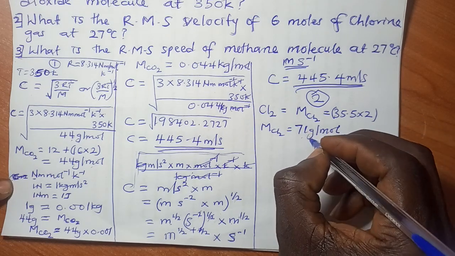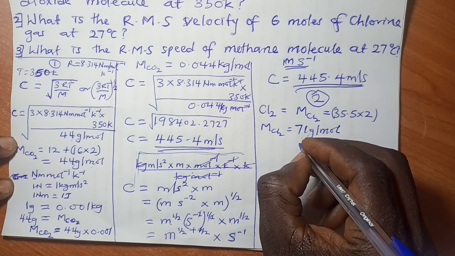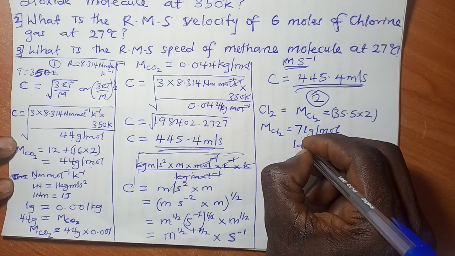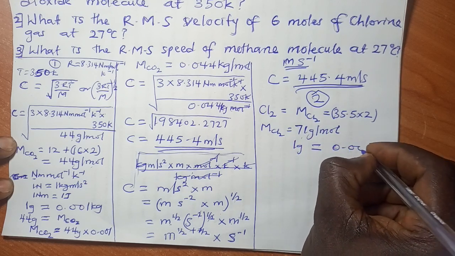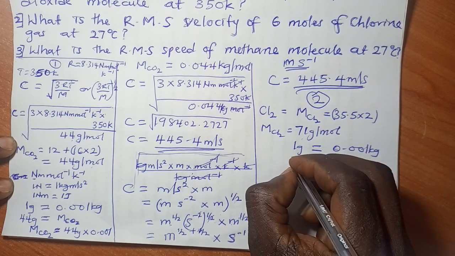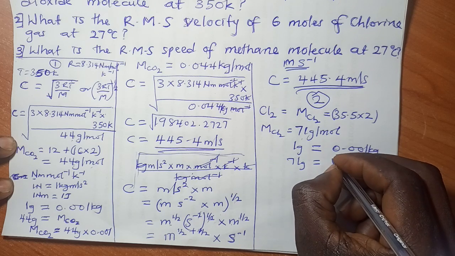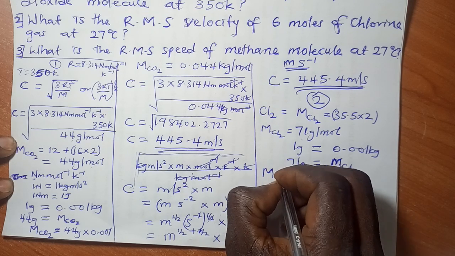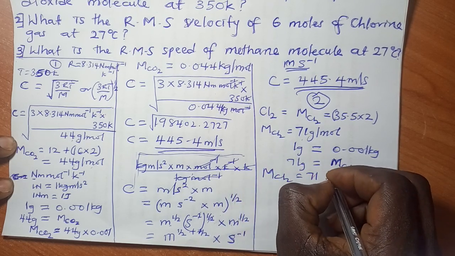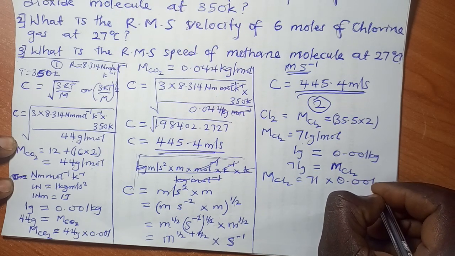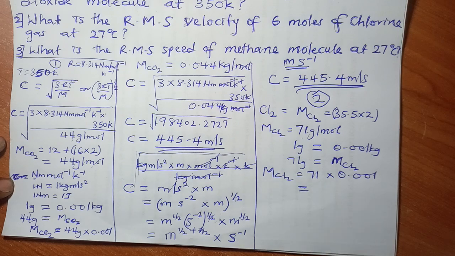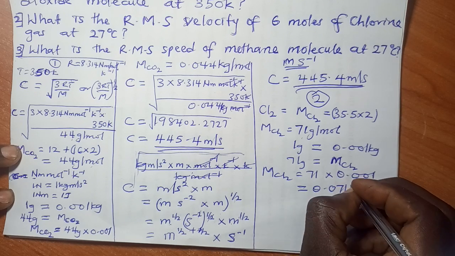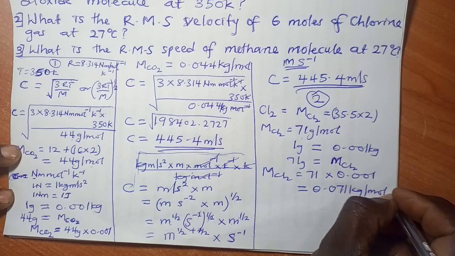So if I convert this, I told you that converting gram to kilogram, 1 gram is equivalent to 0.001 kilogram. Therefore 71 gram will be equivalent to, you want to calculate it out, molecular weight of chlorine, 71 times 0.001. That will give me 0.071. This time it is now in kilogram per mole.